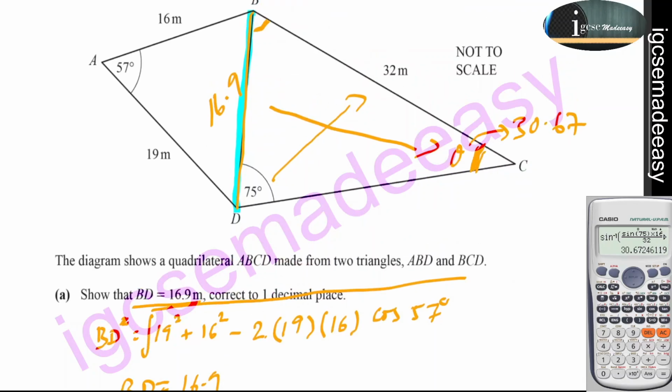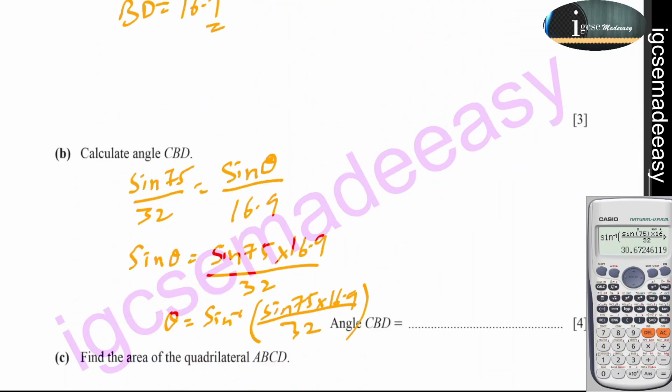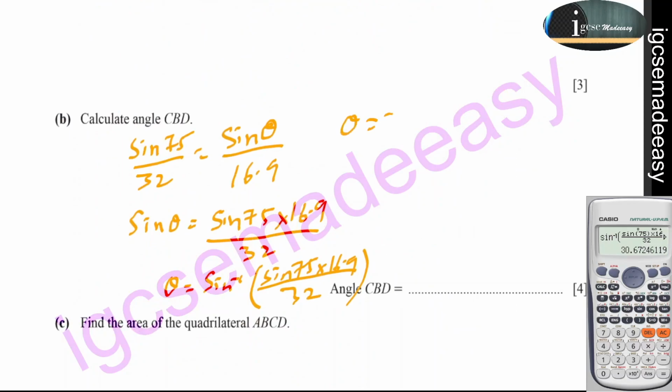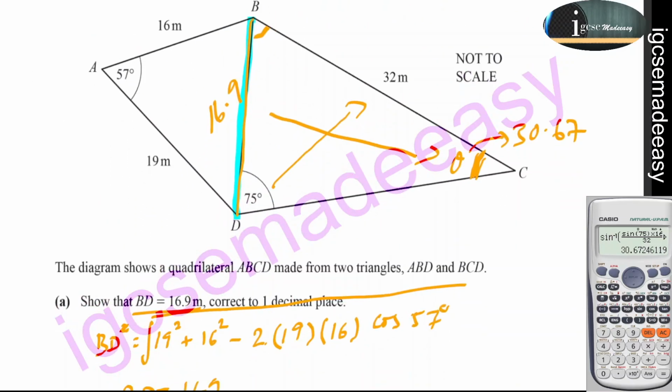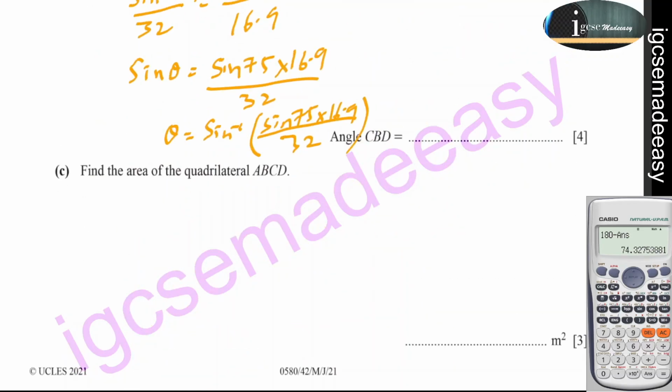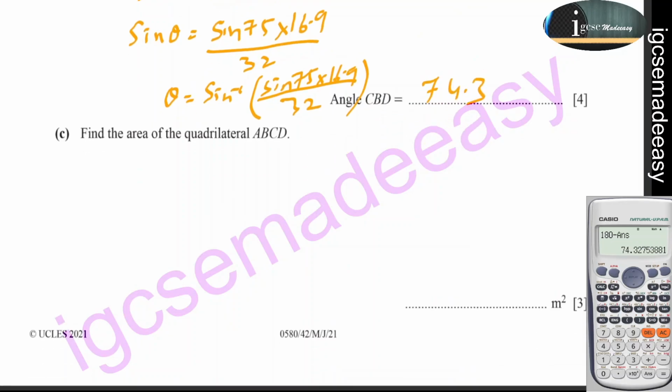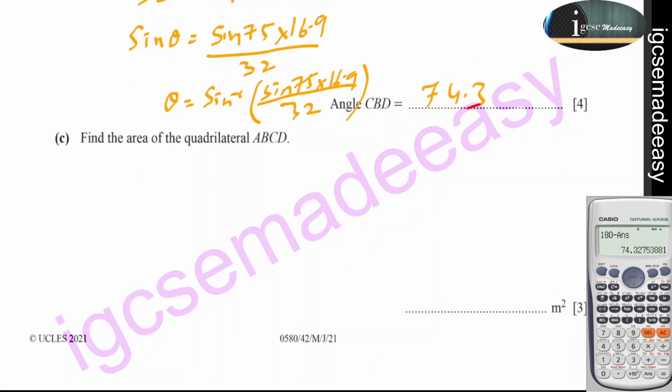So this angle is 30.67. It's very simple. We can add this with 75 and subtract it from 180. So we'll get 74.3. You can write 74.3 as your final answer. You can show that step by subtracting from 180 also.